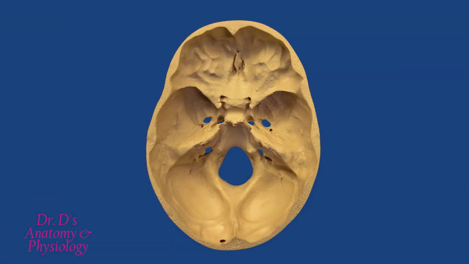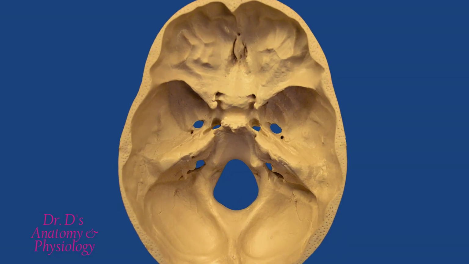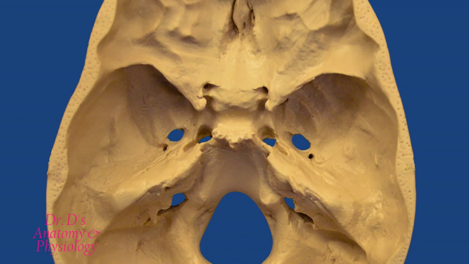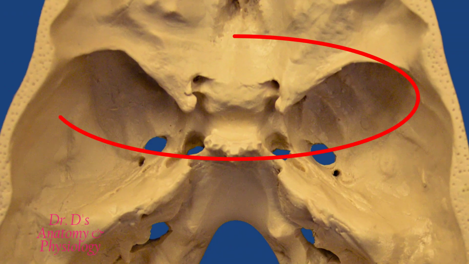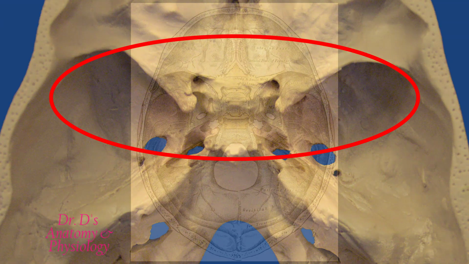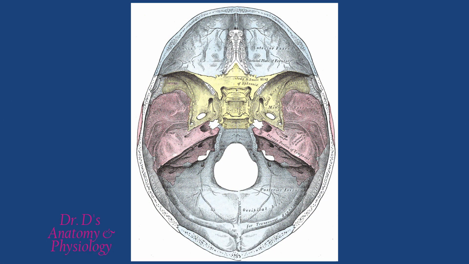So now let's take a look at the sphenoid bone from above, a superior view. To do this, we'll look at a plastic skull. Here's a plastic skull with the top of the cranium taken off, so we can look down at the base of the skull and see the sphenoid bone. So here is the sphenoid bone, but I think you can appreciate that it's hard to make out the boundaries of the sphenoid bone. So let's switch over to this figure from Gray's Anatomy, where the sphenoid bone is yellow.